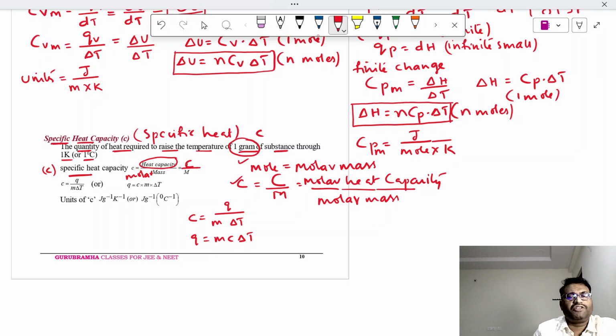So what will be the units? The units of specific heat capacity: Q means joule, divided by m gram into delta T Kelvin. So these are the units for specific heat capacity. Right?